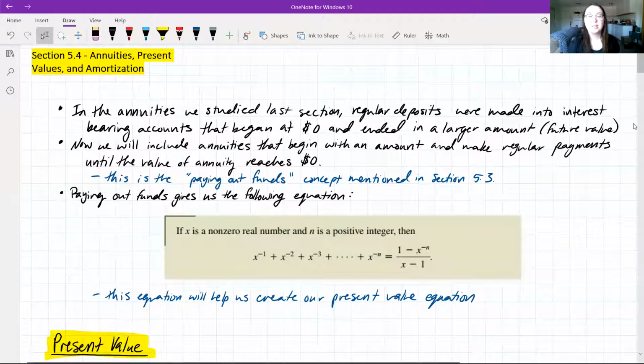Hello everyone, we're going to talk about section 5.4. This is going to be on annuities, present values, and amortization. We already talked about annuities, but we talked about annuities with future values. Now we're going to talk about annuities with present values.